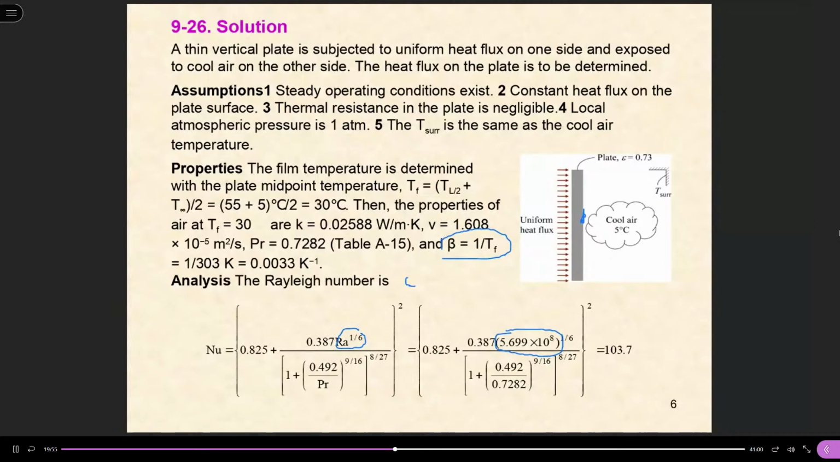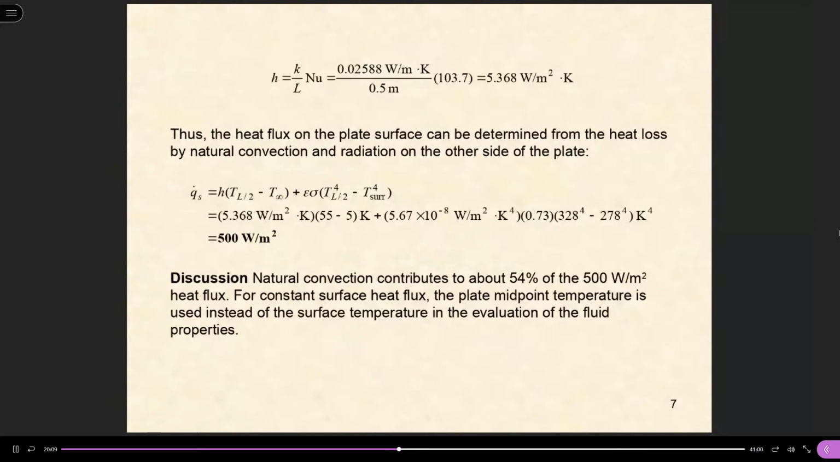Once you get this Rayleigh number for a hot plate, you can refer to the table to find the equation to calculate the Nusselt number, which is this one, right? Then you calculate the heat transfer coefficient H as K divided by L times the Nusselt number you got. So you get H, right? Then the total heat flux is equal to the natural convection plus the thermal radiation, which we will learn more about later. So that's about 500 watts per square meter.